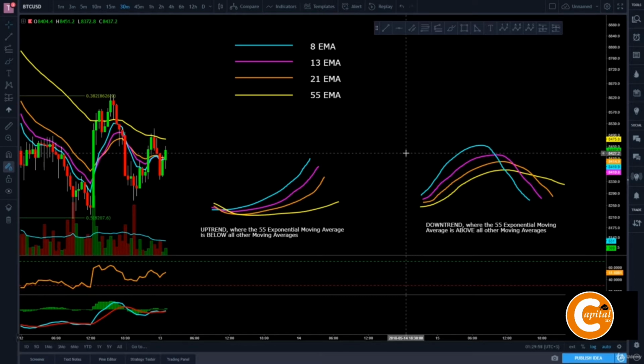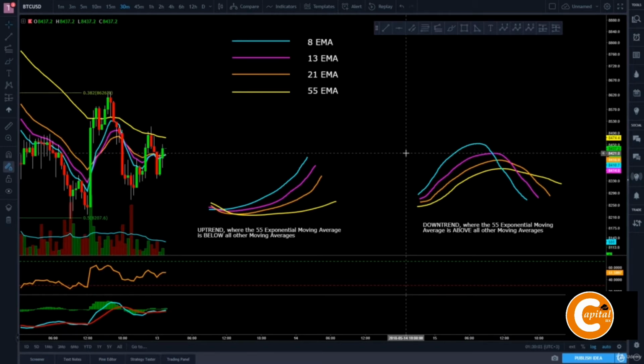So what the exponential moving average does is that it takes the average price of a coin or index or stock, etc. over a number of periods, and it helps identify the overall trend direction depending on the time frame. And it also determines the support and resistances as well.